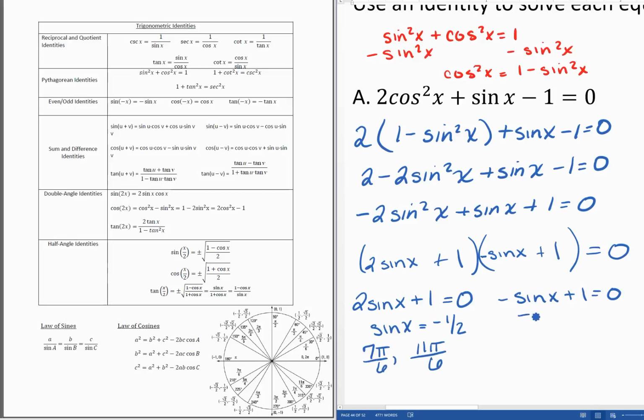Okay, then here we're going to have negative sine of x equals negative 1, which means we want sine of x to be equal to 1. And that happens at pi over 2. Okay, so our solution here is pi over 2, 7 pi over 6, and 11 pi over 6.